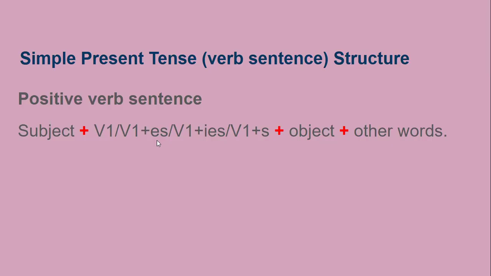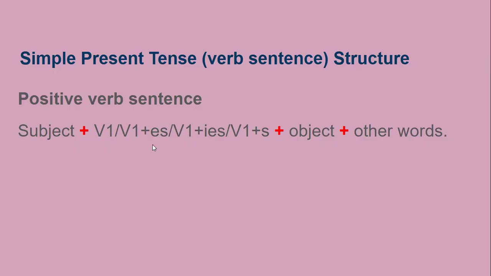And for some of these verbs, of course, depending on the subject, we do not change them in any way. But we are going to look at the rules that we need to follow, the rules that will help us determine if our verb has to end with an es, or our verb has to end with an ies, or our verb has to end with an s. We will look at those rules after looking at this structure.